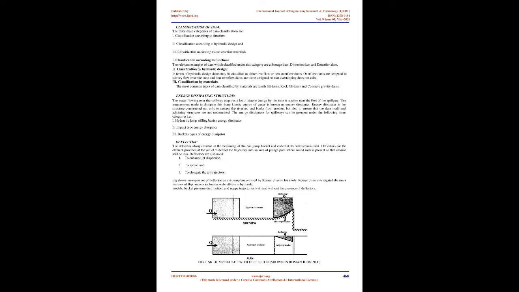Classification of dam. The three main categories of dam classification are: 1. classification according to function, 2. classification according to hydraulic design, and 3. classification according to construction materials. 1. Classification according to function. The relevant examples of dams classified under this category are a storage dam, diversion dam, and detention dam.